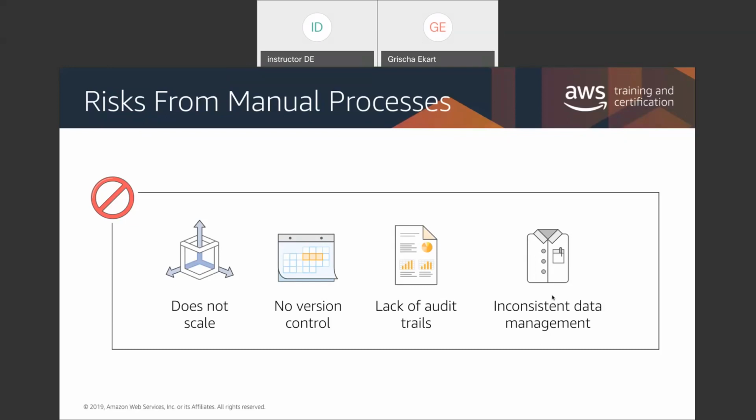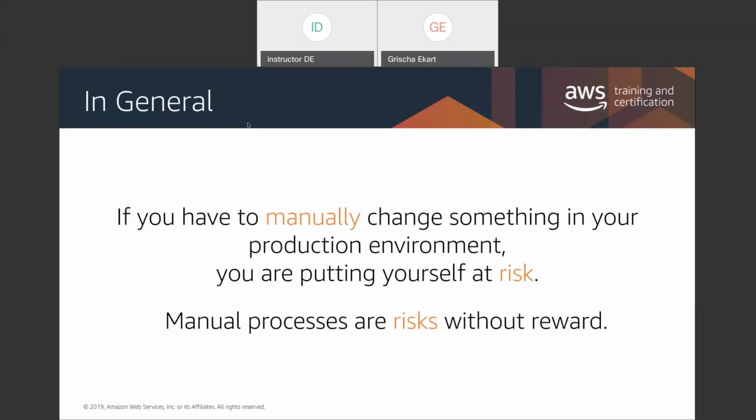So we get a lot of risk from these manual processes. This is what we want to avoid. We want to avoid those risks. And if you read this, if you have to manually change stuff, you're putting yourself at risk, and manual processes are risks without reward. There is no reward out of doing stuff manually.